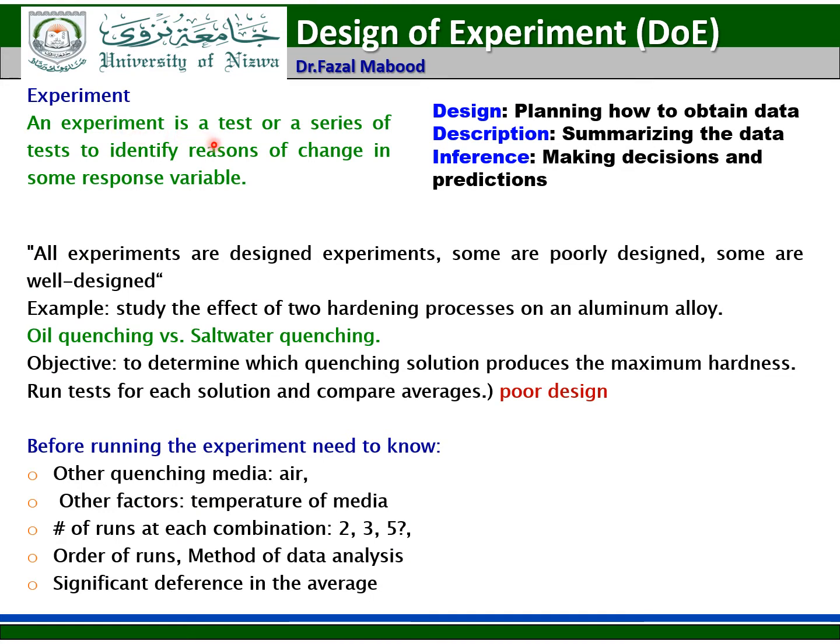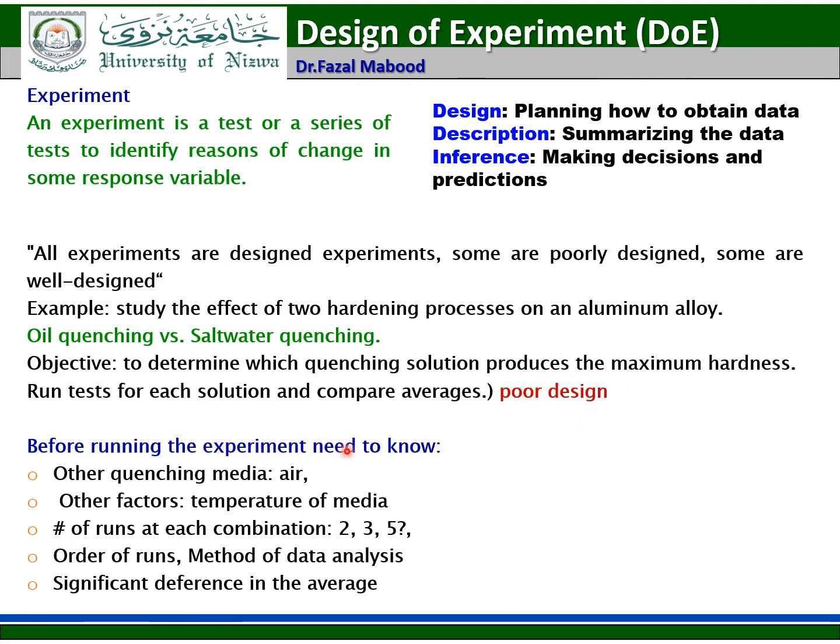An experiment is a test or a series of tests to identify the reason for change in some response variables. All experiments are designed experiments. Some are poorly designed, some are well designed. For example, study the effect of two hardening processes on aluminum alloy, that is oil quenching versus salt water quenching. Objective: to determine which quenching solution produces the maximum hardness. Run tests for each solution and compare averages. This is an example of poor design.